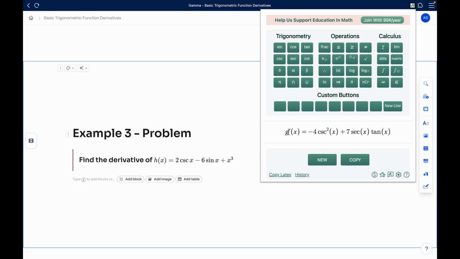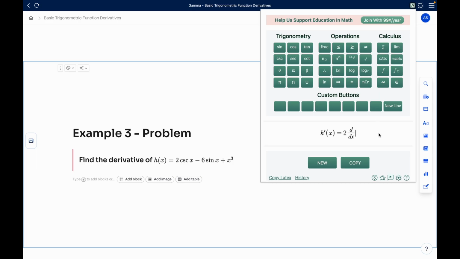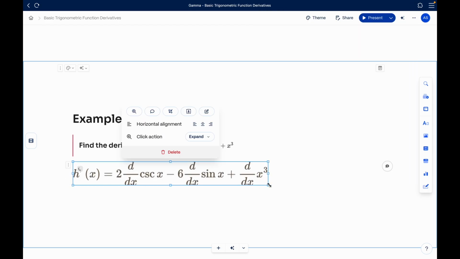So we can start with saying h dash of x. Now I'll skip a few steps because I showed you d over dx of this and d over dx of that. So I'll just go straight into the full simplified form before we start substituting. So 2 times d by dx of cosecant of x minus 6 times d by dx of sine of x plus d by dx of x cubed.